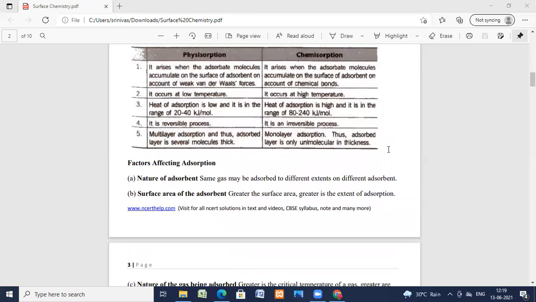Now let us see the factors affecting adsorption. We have seen different adsorptions and the types of adsorption. Now, what are the factors affecting adsorption of gases by solids? They are the nature of the adsorbent and the surface area of the adsorbent.